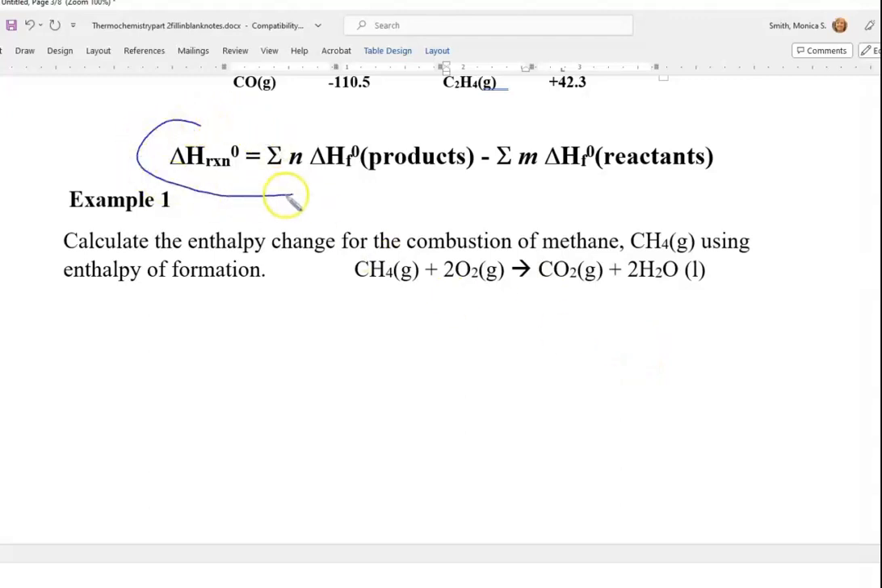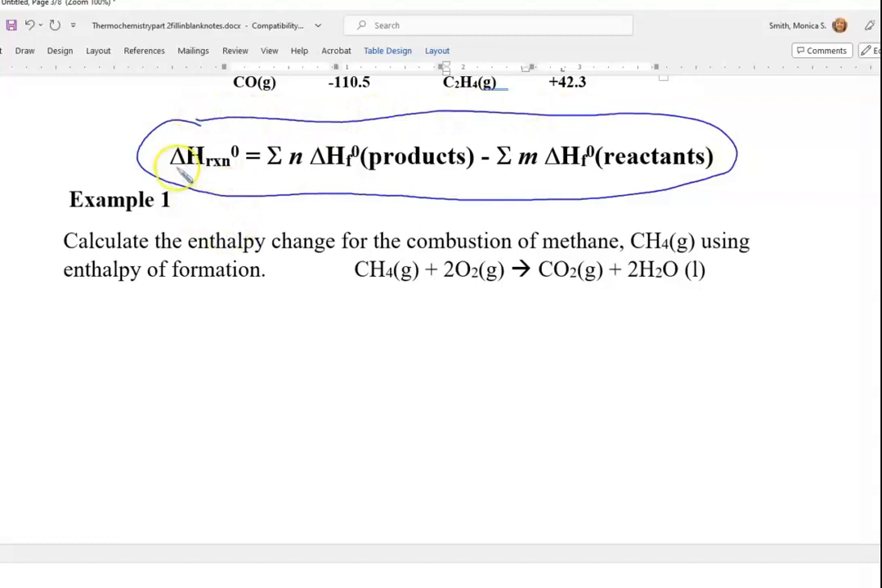Here is our first formula we're going to be using. So to find the heat of formation or the change in the reaction, this little circle means it's standard condition. It says naught is what it stands for. So we're going to be calculating at standard conditions. Standard conditions means 1 molar, about 1 atmosphere, 25 degrees Celsius.